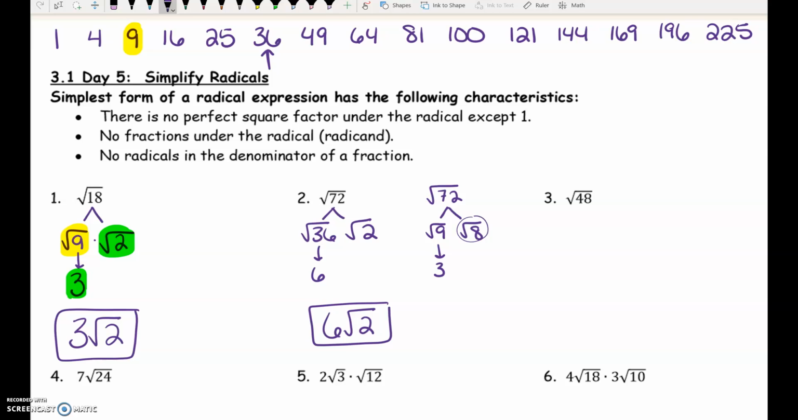Look up at this list. What can you split 8 into? 4 and 2. So then you end up with 3 times 2 times the square root of 2, which is 6 times the square root of 2. But you see how much more ink I had to use on that method compared to the method that I did originally. So you really want to get the biggest perfect square that you can divide out of that number.